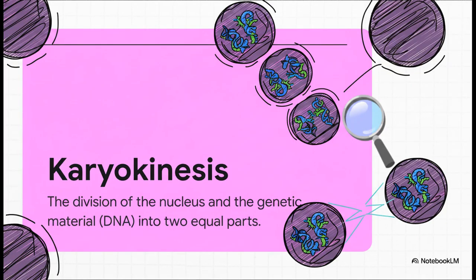Let's define that first step. The prefix karyo refers to the nucleus. So karyokinesis is literally the division of the nucleus and all the genetic material inside it into two absolutely equal parts. This is where the real heavy lifting happens. The cell has to make absolutely sure both future cells get the exact same instruction manual.